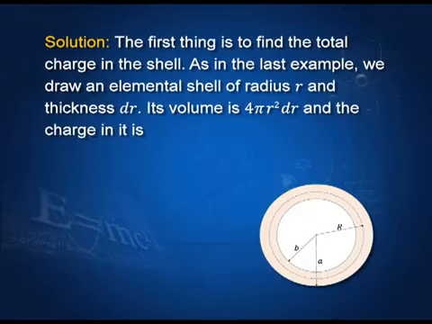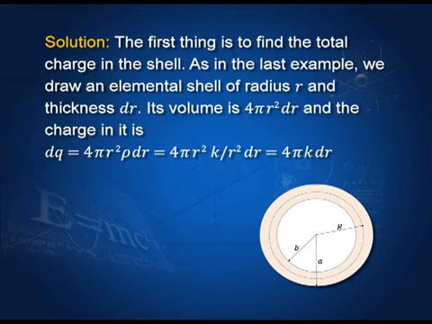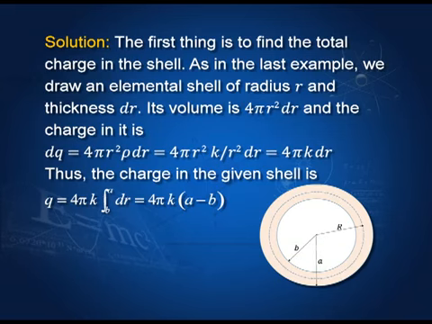So, the calculation is quite simple. This charge on the shell dq is 4 pi r squared rho times dr. Rho has value k by r squared and r squared cancels. So, we have 4 pi k dr. Thus, the charge in the given shell is the integral from b to a. So, it is 4 pi k integral of dr, which is r, with limits from b to a. So, it gives 4 pi k into (a minus b). So, that is the charge on the whole shell.